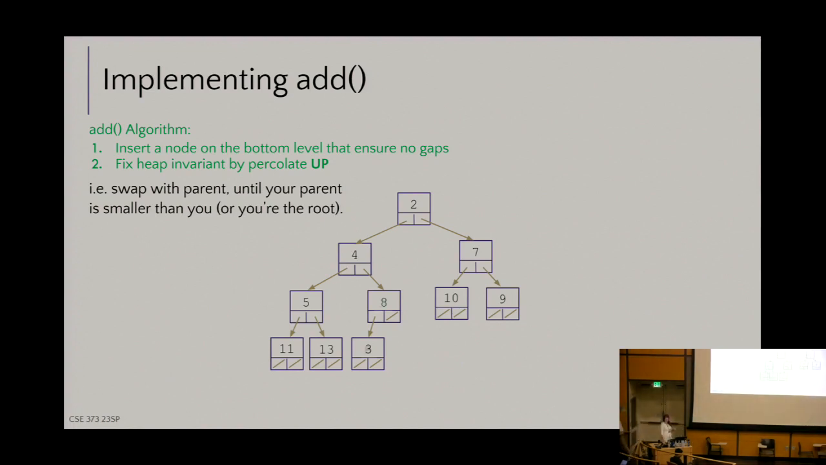So 3, we compare it to 8. 3 is smaller than 8, so we swap them. We percolate it up. Then we look at 3 and 4. We say 3 is smaller than 4, so we percolate it up. Then we look at 2, and we say, oh no, 2 is smaller than 3. I found where I belong. I stop percolating. Any questions on that? Yes?